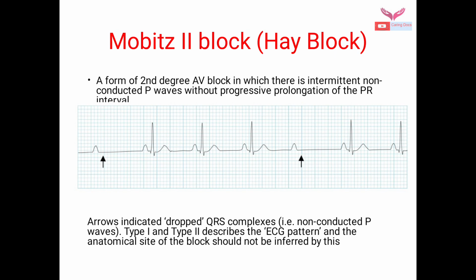Mobitz II block is a form of second degree heart block in which there are intermittent non-conducted P waves without progressive prolongation of the PR interval. In this, the PR interval usually remains constant, and intermittently we have non-conducted P waves. Non-conducted P waves means a P wave will not be followed by the QRS complex. In this ECG, the arrow indicates dropped QRS complexes, that is, non-conducted P waves.